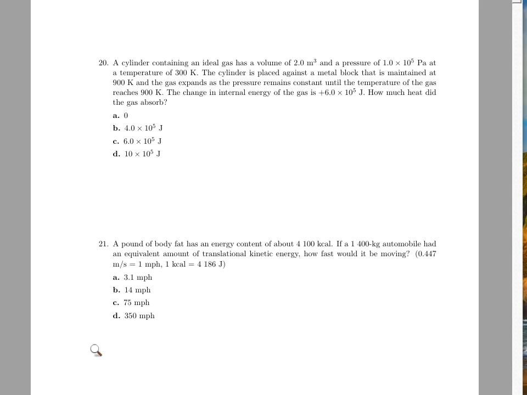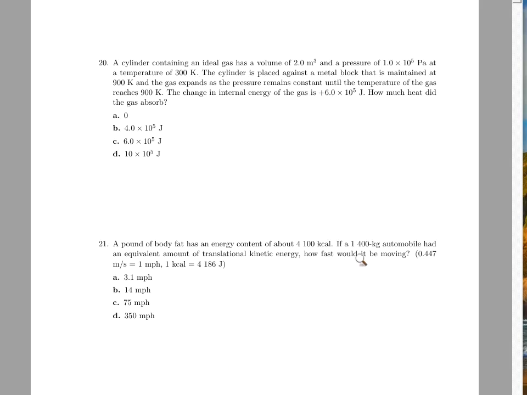Okay, number 21 says a pound of body fat has an energy content of about 4,100 kilocalories. If a 1,400 kilogram automobile had an equivalent amount of translational kinetic energy, how fast would it be moving? So we're just going to take that pound of body fat, which is 4,100 kilocalories, and convert it into joules. So joules per kilocalorie, we want 4,186 joules per 1 kilocalorie. And that comes out to be about 17.16 megajoules.